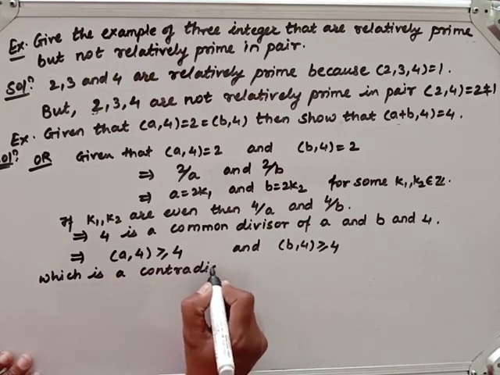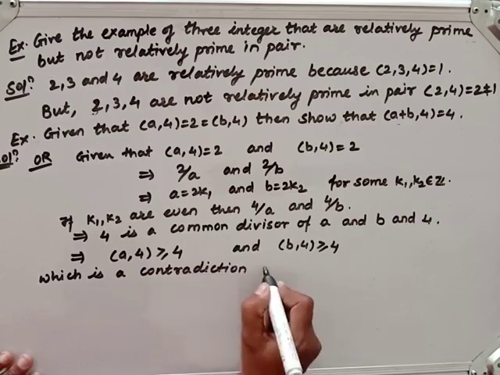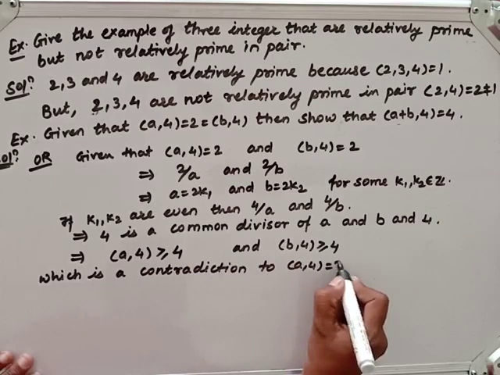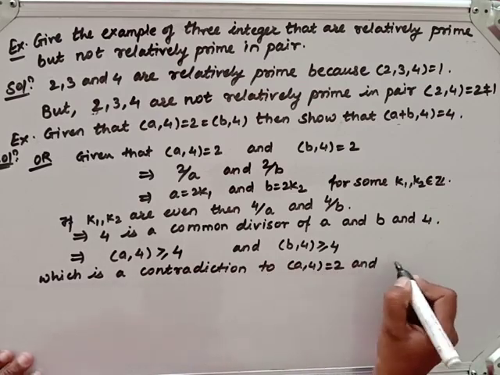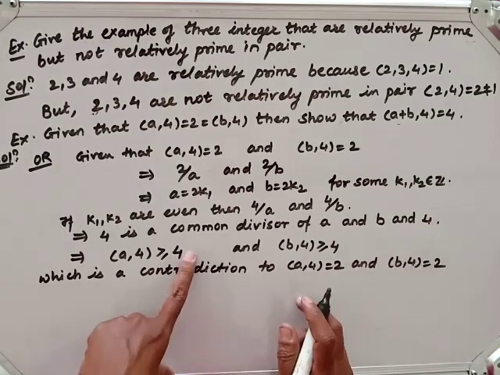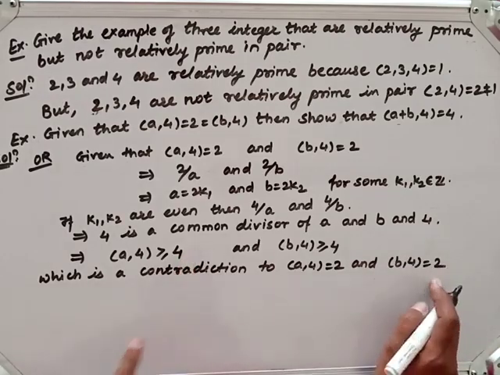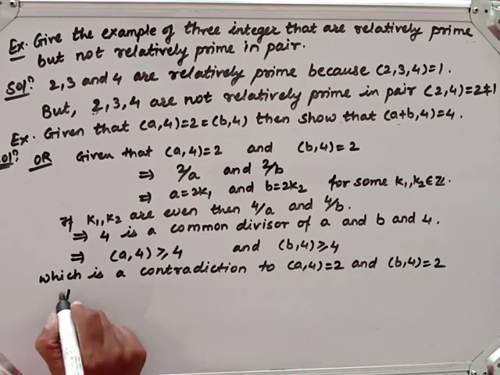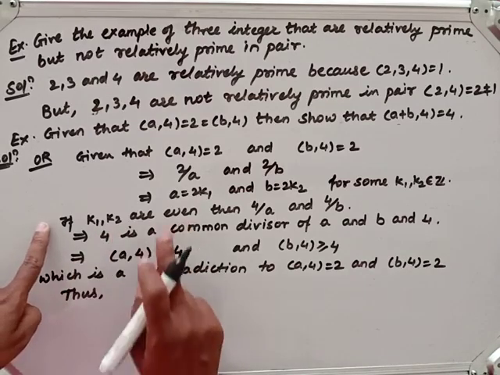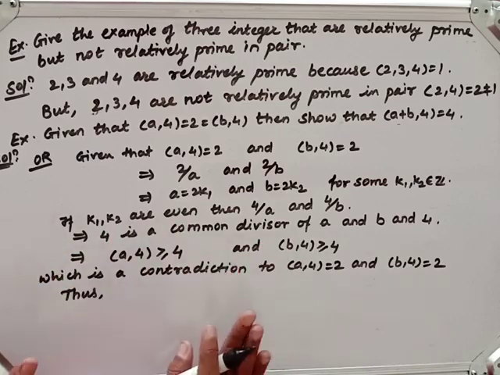Which is a contradiction to GCD of a and 4 being 2 and GCD of b and 4 being 2. As here we get the GCD of them is greater than or equal to 4. So this is a contradiction. Thus, why does this contradiction occur? As we have assumed k1, k2 are even. Means k1, k2 won't be even.